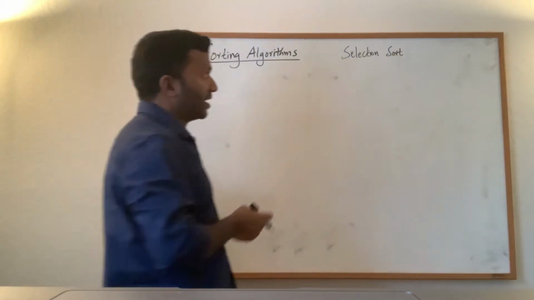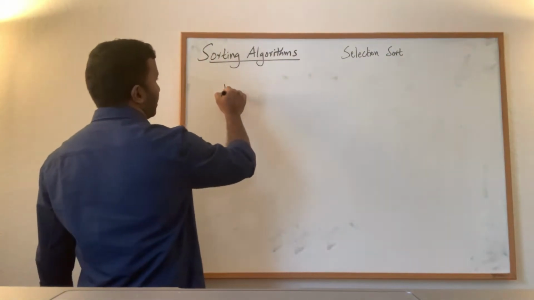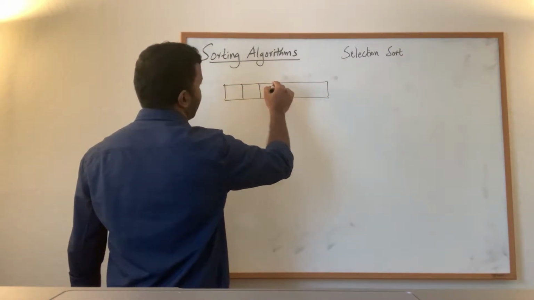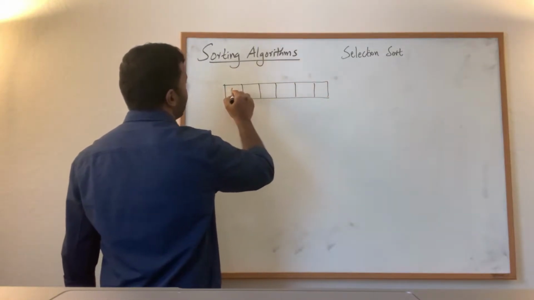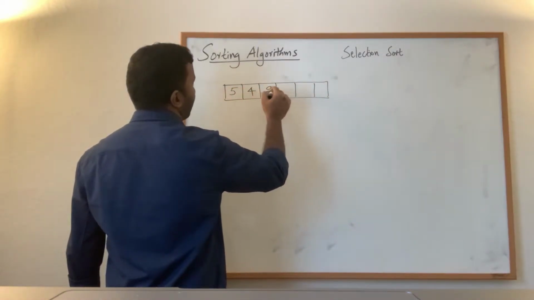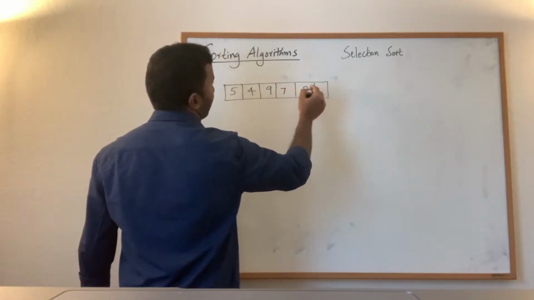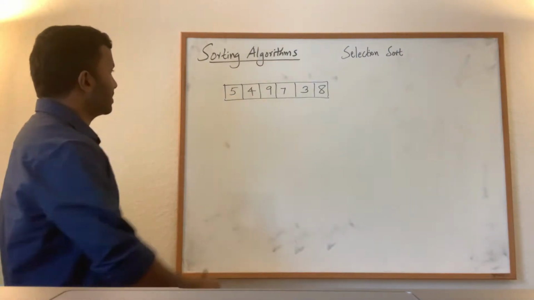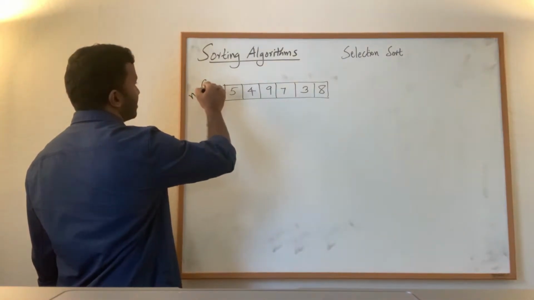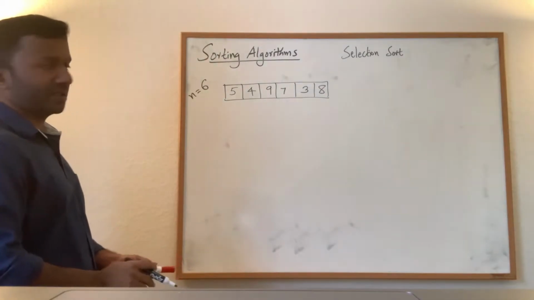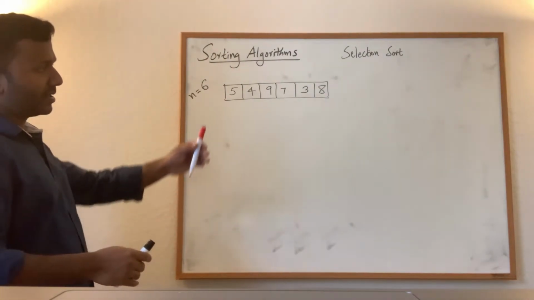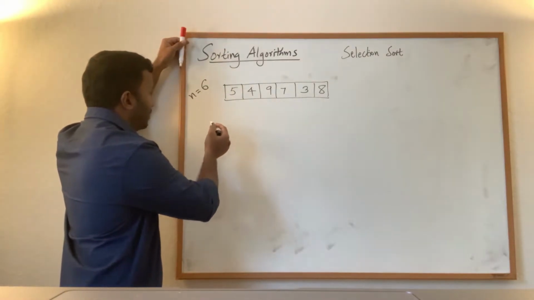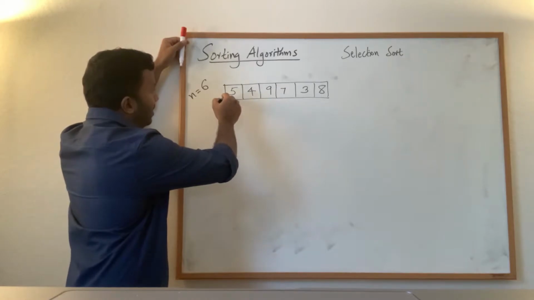Selection sort. And it works this way. You are given an array of n numbers. In this case, n is 6, and we need to sort them. So the selection algorithm works in n steps.